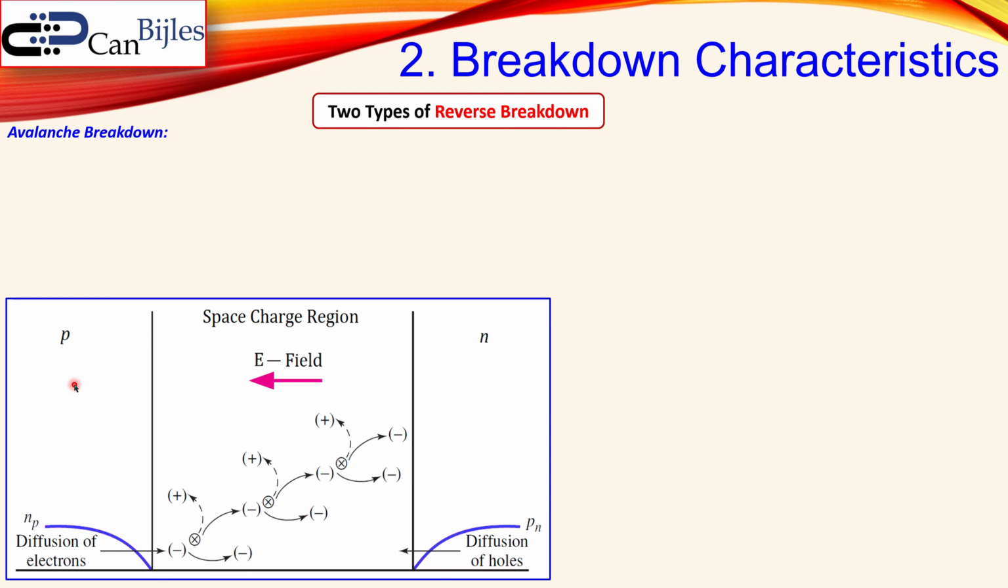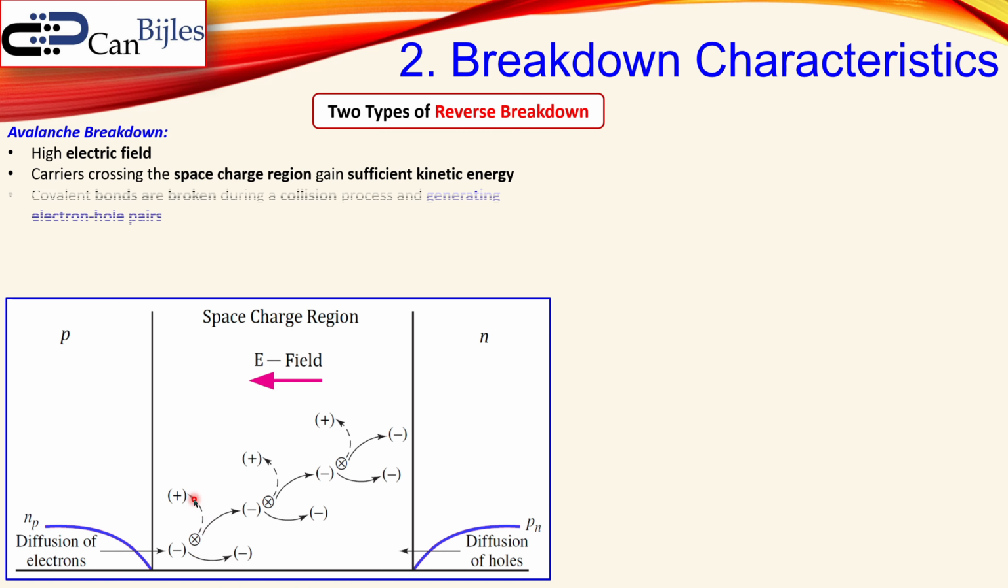But when you have an electric field which is reversed, because from N to P, that is what's happening, you can create such a high electric field that the charges in the depletion region can gain a lot of energy. So a high electric field, and the carriers crossing this space charge region gain sufficient kinetic energy because of that high electric field. So what happens now, if you have a charge with a very high kinetic energy, it can collide with another one.